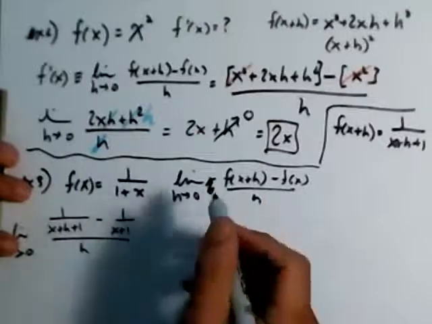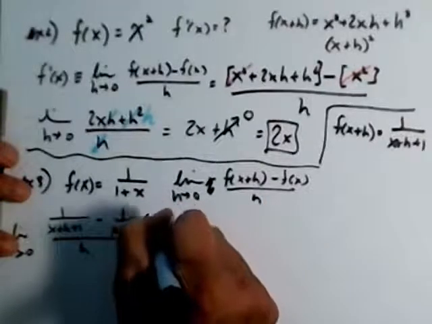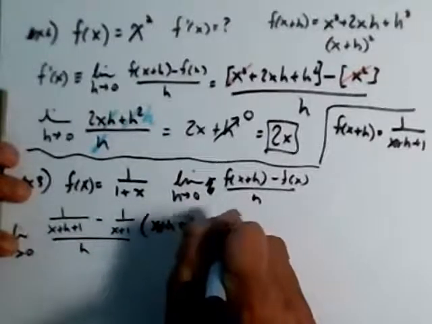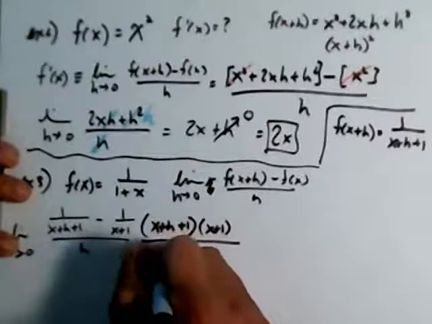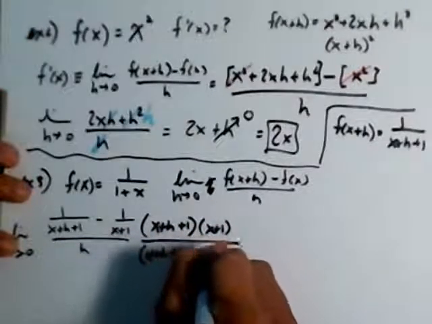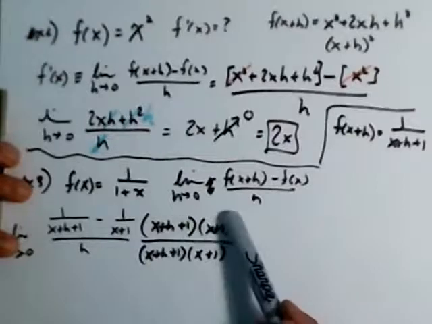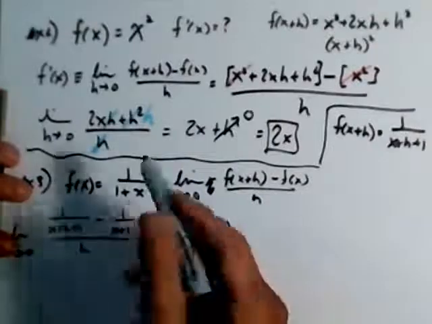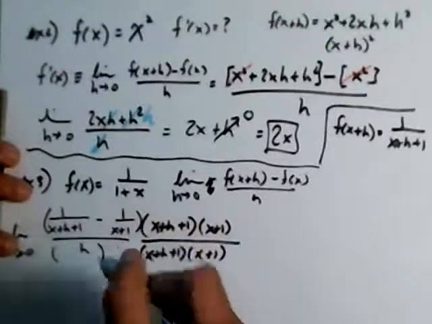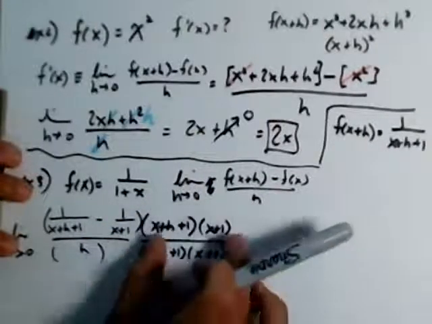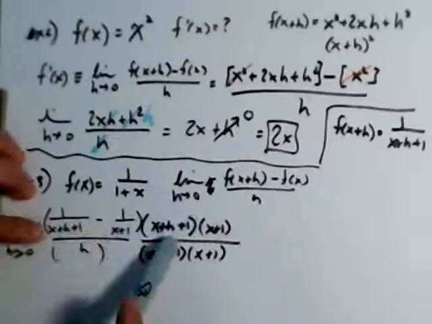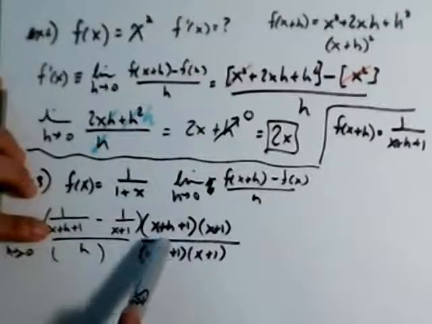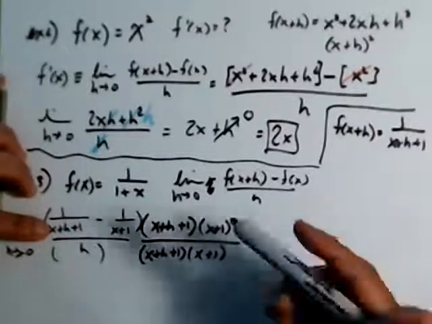Well, the common denominator is x plus h plus 1 times x plus 1. So we multiply the top, the numerator, and the bottom, the denominator, by the LCD, or the least common denominator. If you multiply this to the first term, the x plus 1s will cancel because this is in the denominator and this is in the numerator. So you end up with just x plus 1 in the numerator.